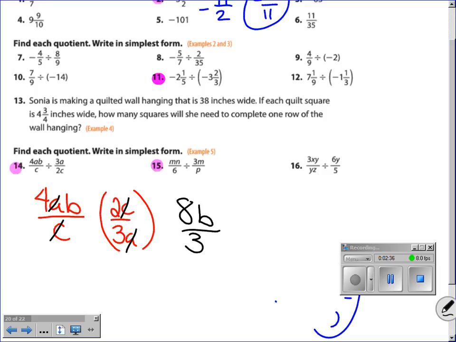Yeah, you know what? I'm going to change my mind. You guys can leave it like this. With the variable up there, it might get a little bit trickier. So just go ahead and leave it as an improper fraction when you have any variables involved in there. Okay, it'll be easier that way.